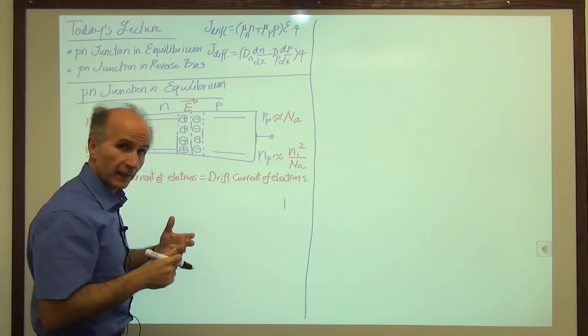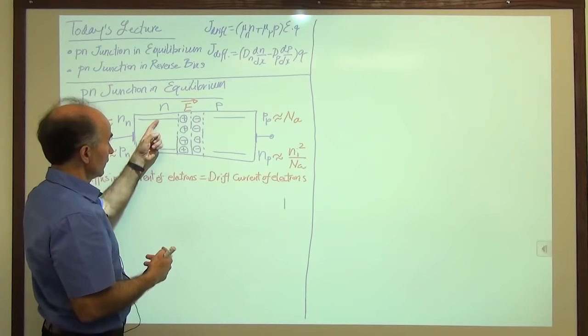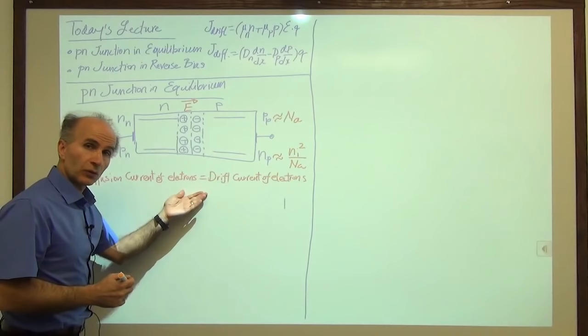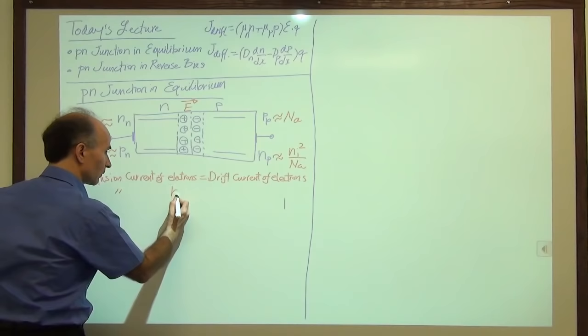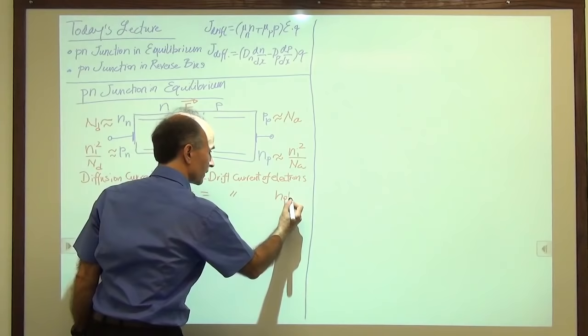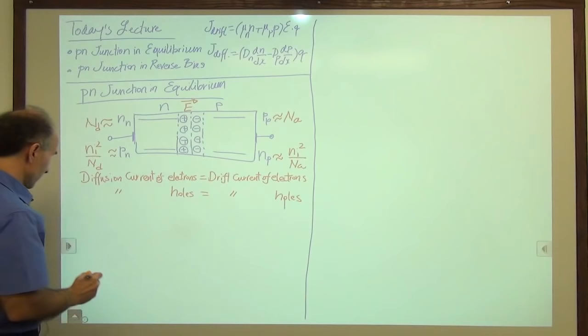So equivalently, what we can say is that actually there are currents flowing, but they're canceling each other. There's a drift current flowing this way, there's a diffusion current flowing this way, and they cancel each other. Okay, and a similar condition should hold for holes. So we say diffusion current of holes must be equal to drift current of holes. And these two are what we call equilibrium condition.